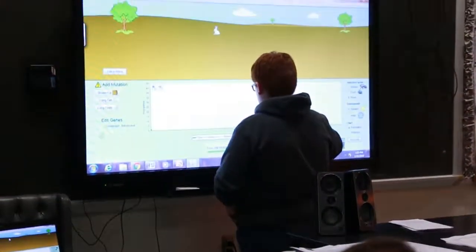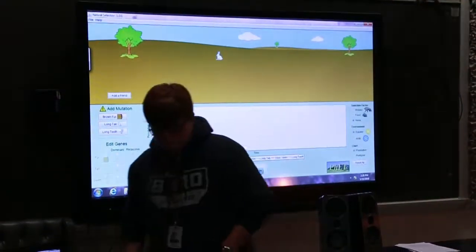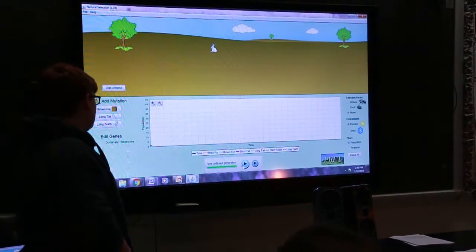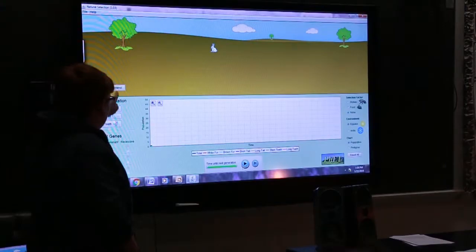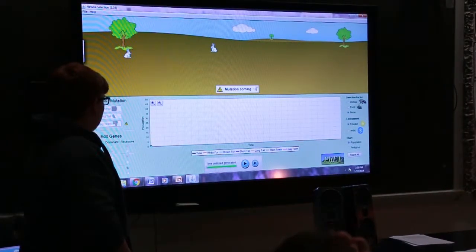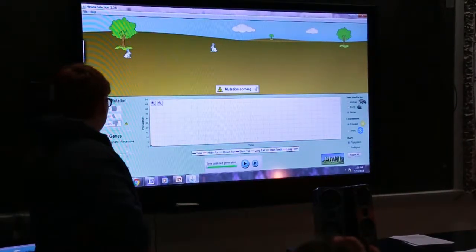And then pause. Okay, so in our first scenario, what do we need to do? Add a friend. We need to add a friend. And we need to add the mutation. Again, why is there going to be some delay before we see any long-teeth rabbits?